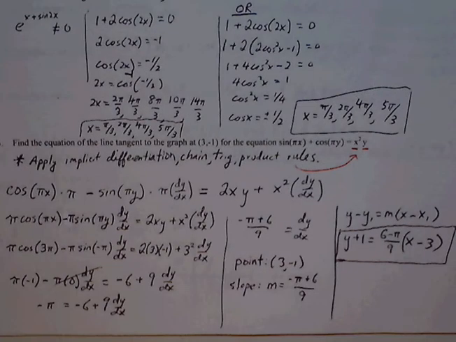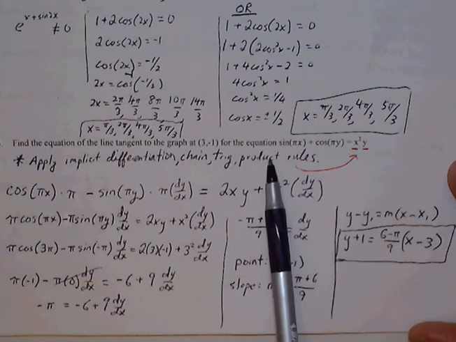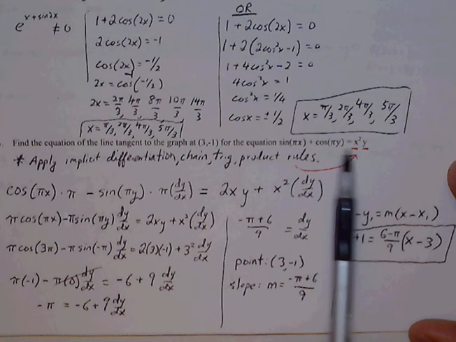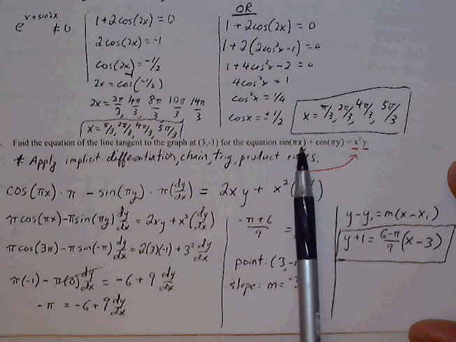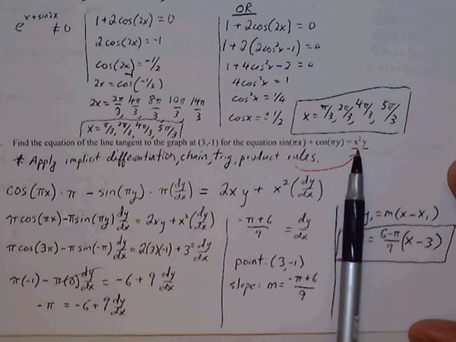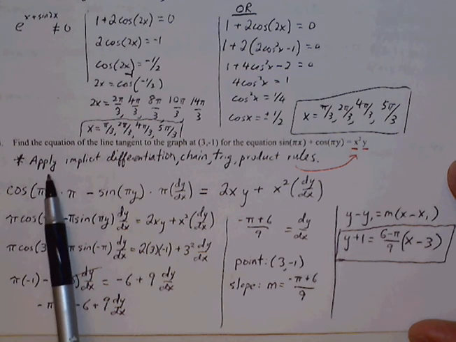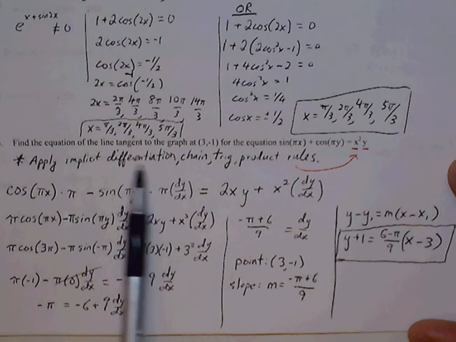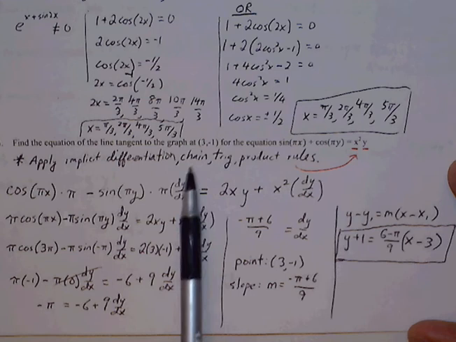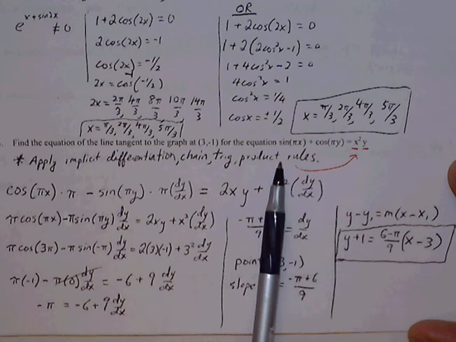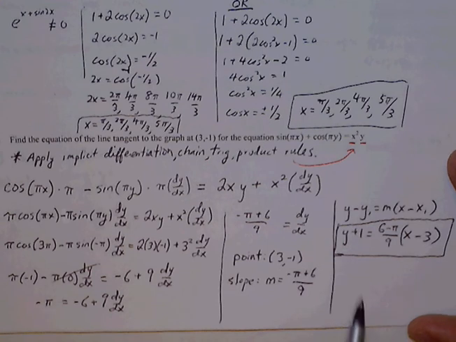Okay, number 4, find the equation of the tangent line to the graph at 3, -1 for the equation sine of pi x plus cosine pi y is equal to x squared times y. So we first need to find the derivative of our equation here. This is sine of u, this is cosine of u, but here x squared y, we have to apply product rule. So notice all the rules that we have to apply for finding the derivative. There's implicit differentiation involved here because there's y's mixed in. There's chain rule, there's trig rule, there's product rule as well. Okay, so one step at a time, we're going to go through our derivative rules.